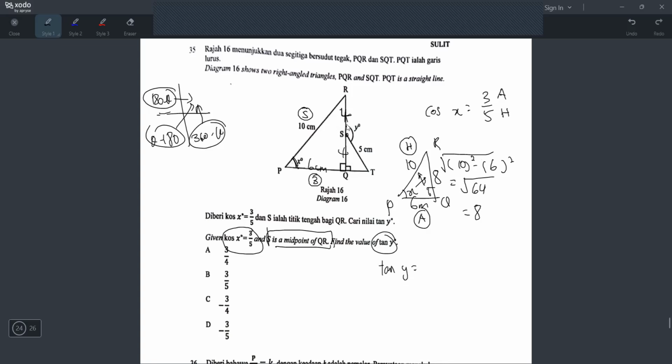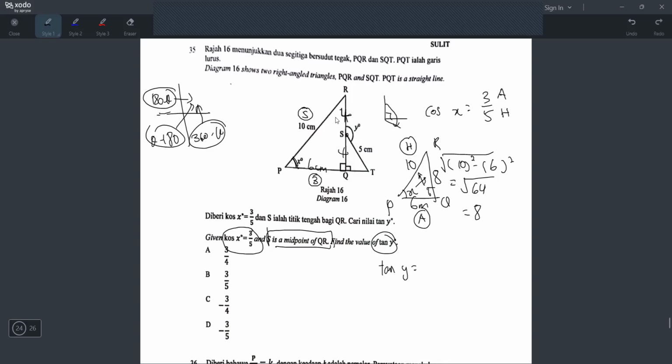Your Y angle, is it inside a right angle or outside? It's outside. And why is it outside? Because it's not quadrant 1. It's quadrant 2, quadrant 3, or quadrant 4. Look at the angle. Like this is 90 degree, but your angle is like this. So definitely it's already more than 90 degree, but lesser than 180. So this is quadrant 2.